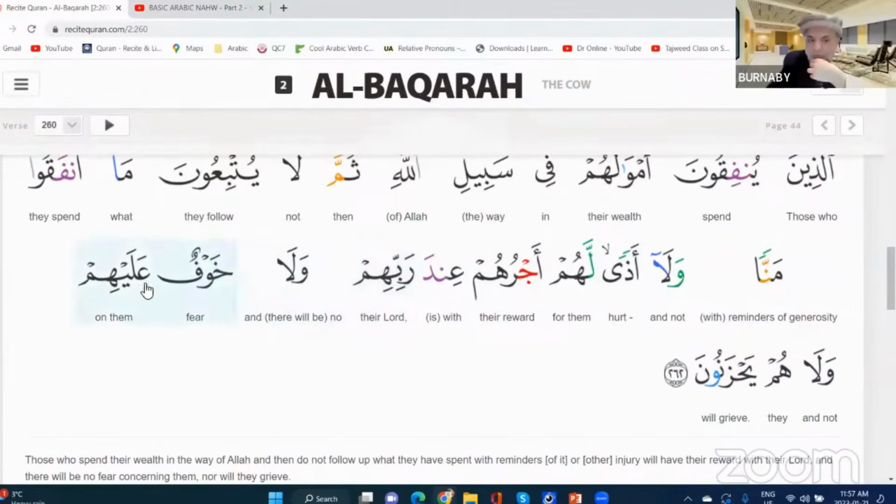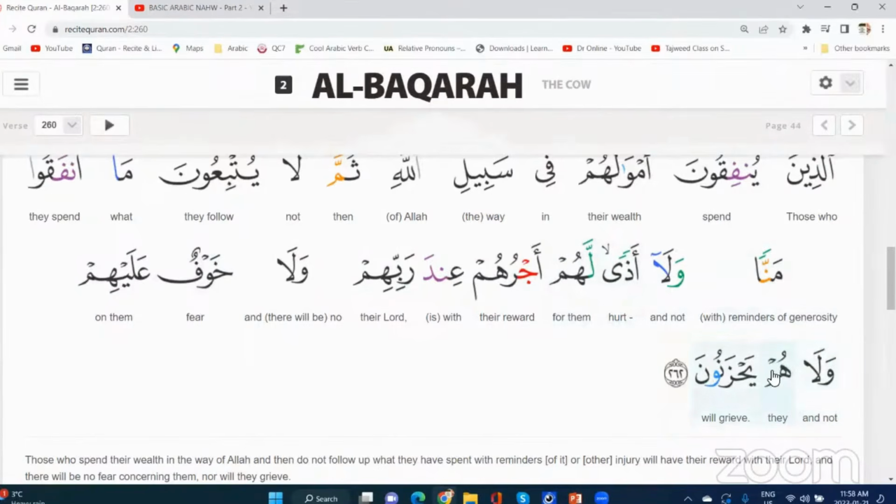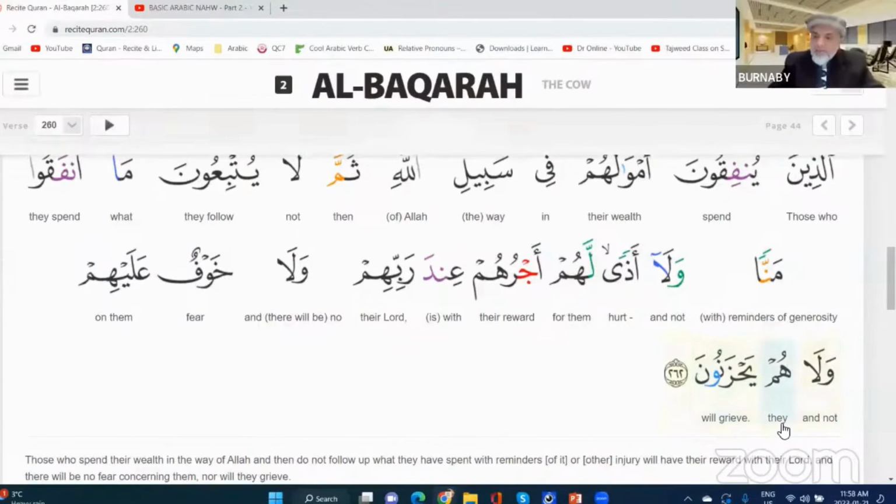Wala khawfun alayhim, on them, fear on them. Wala hum yahzanun. Now, this hum, is it attached or detached? Detached. This is detached because it's they, not them. Right? So this is nasab, this is jar, this is rafa. This is jar, this is rafa. Yes? Rabbihim is jar. Yes?